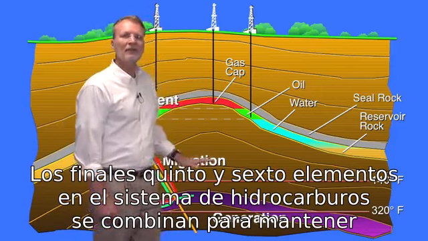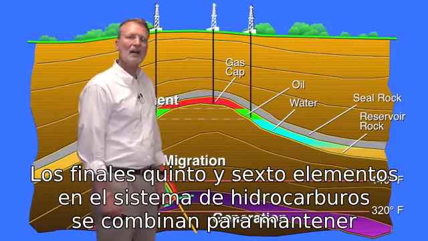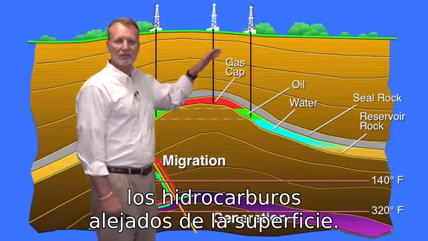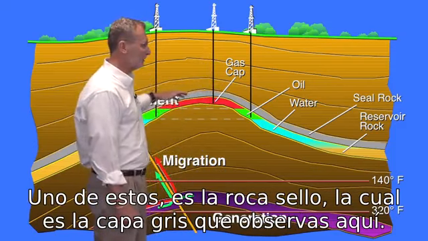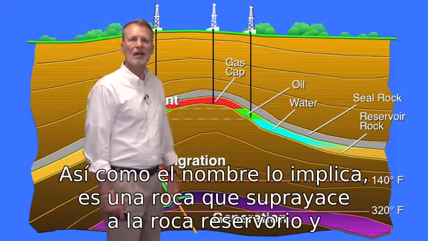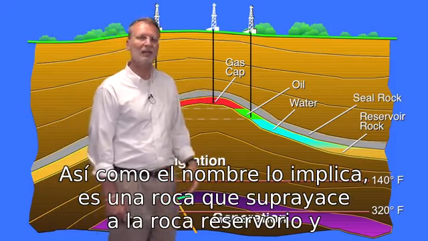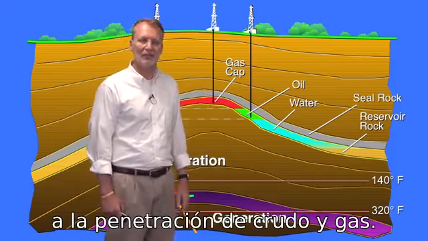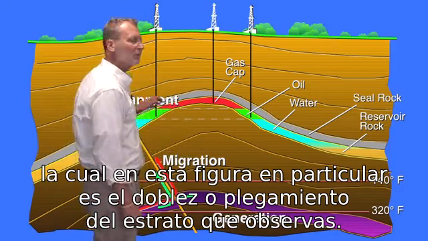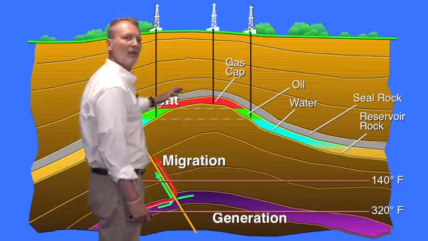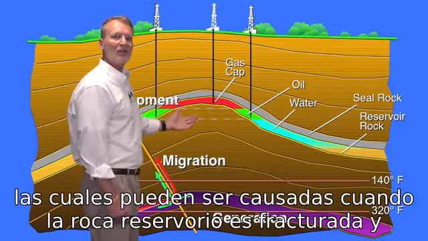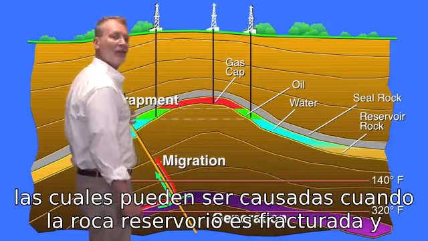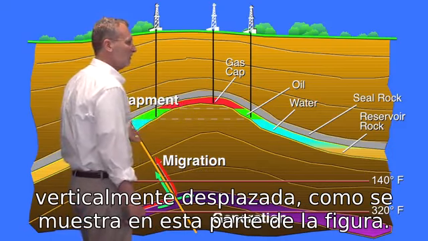The final fifth and sixth elements in a hydrocarbon system combine to keep the hydrocarbons from reaching the surface. One of these is a cap rock, which is this gray layer that you see here. As the name implies, it's a rock that overlies the reservoir rock and is resistant to oil and gas penetration. The other element is a trap, which in this particular figure is the bowing or fold of strata that you see. Other types of traps include changes in rock type along a reservoir, such as can be caused when the reservoir is fractured and vertically displaced, such as shown in this part of the figure here.